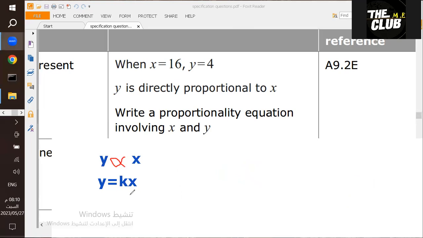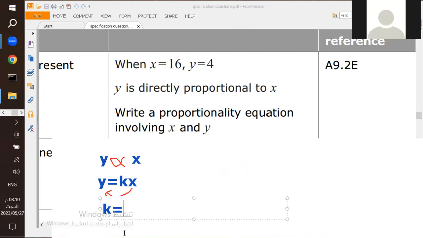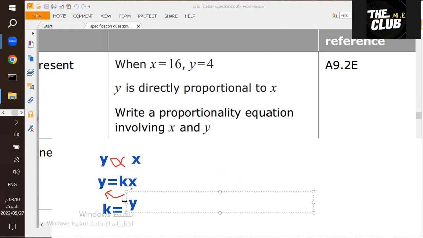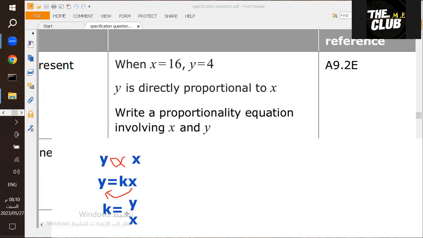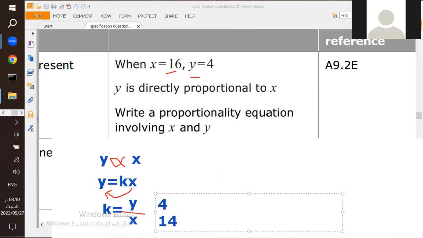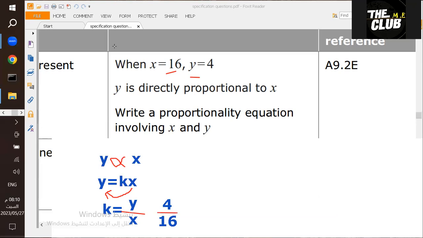You put equals k. I'm sorry, you take the x by dividing. So k equals y divided by x. Then we take the values here: 4 divided by 16. So k equals 4? No, it's not 4. Focus. It's 0.25. So it's going to be 0.25.